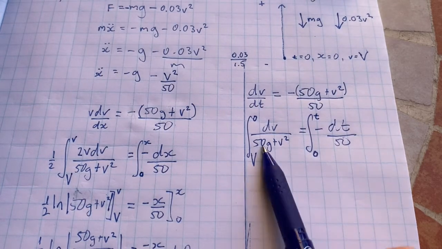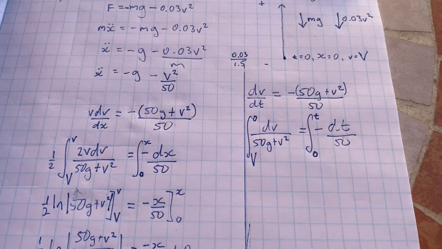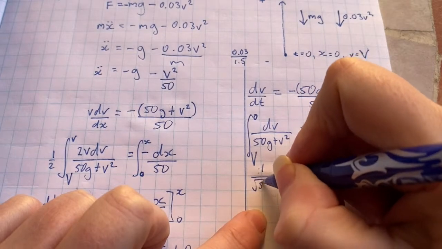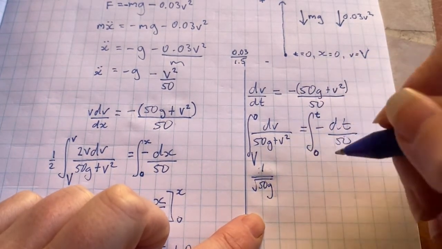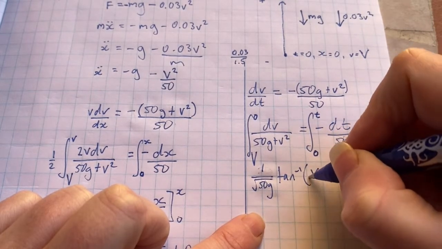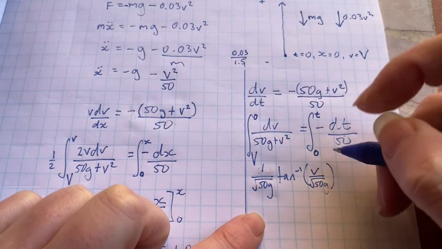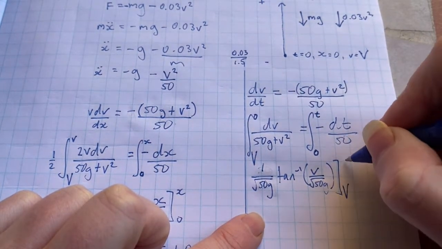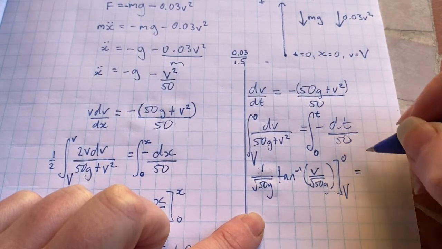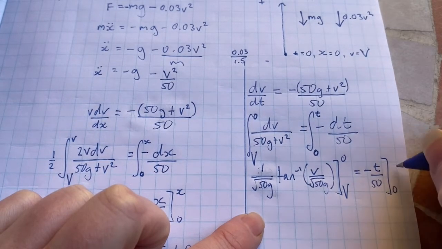Okay, let's integrate that. Now look at this, that's a tan inverse, isn't it? So that's going to equal 1 over the square root of 50g tan inverse v over the square root of 50g, and that's from capital V to 0. And that's going to be, this side is just t, or negative t on 50 from 0 to t.